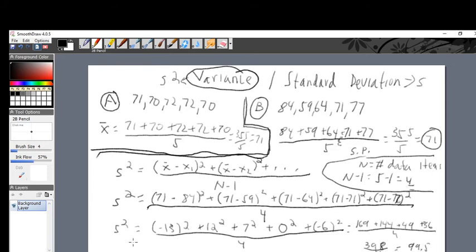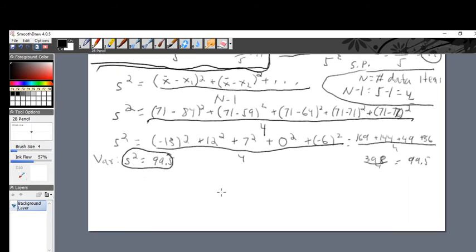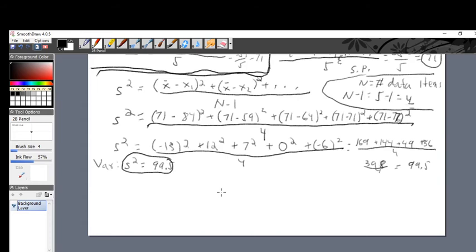So finally, if you're asked for the variance, which has the symbol s squared, here's your answer, 99.5. Problem over. Now, I need some more room. I think I've got it. Let's push this paper up. I've got pretty good room.